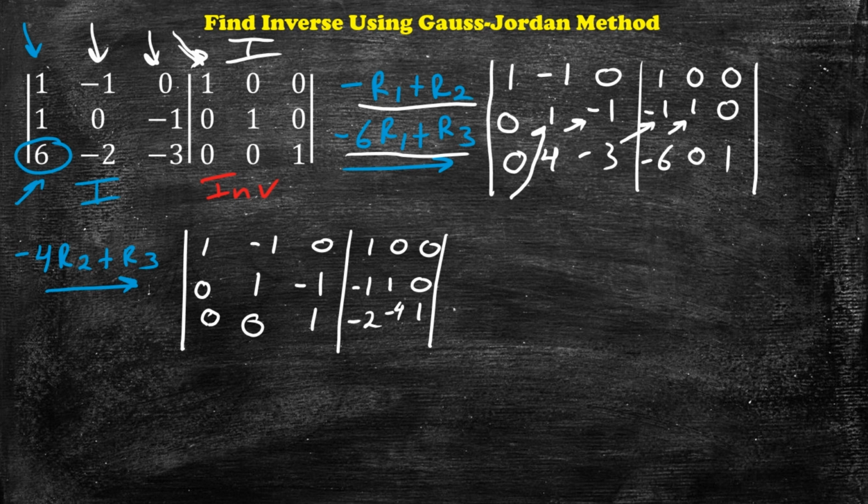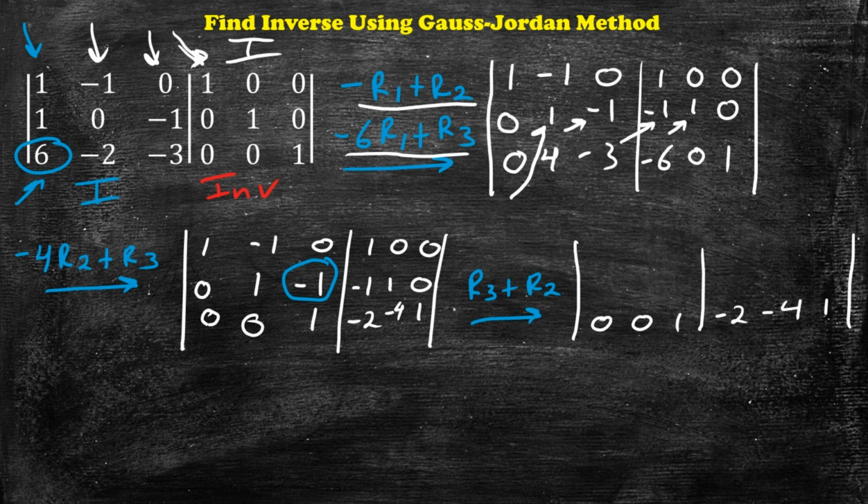Now, when we're looking at this, we want to make this right here a 0. And all we have to do is add row 3 to row 2. So our operation is row 3 plus row 2, like that. When we do that, row 3 stays the same. 0, 0, 1, -2, -4, and 1. All right, and now when we add these together, what do we get? We will get 0, 1, 0, -3, -3, and 1.